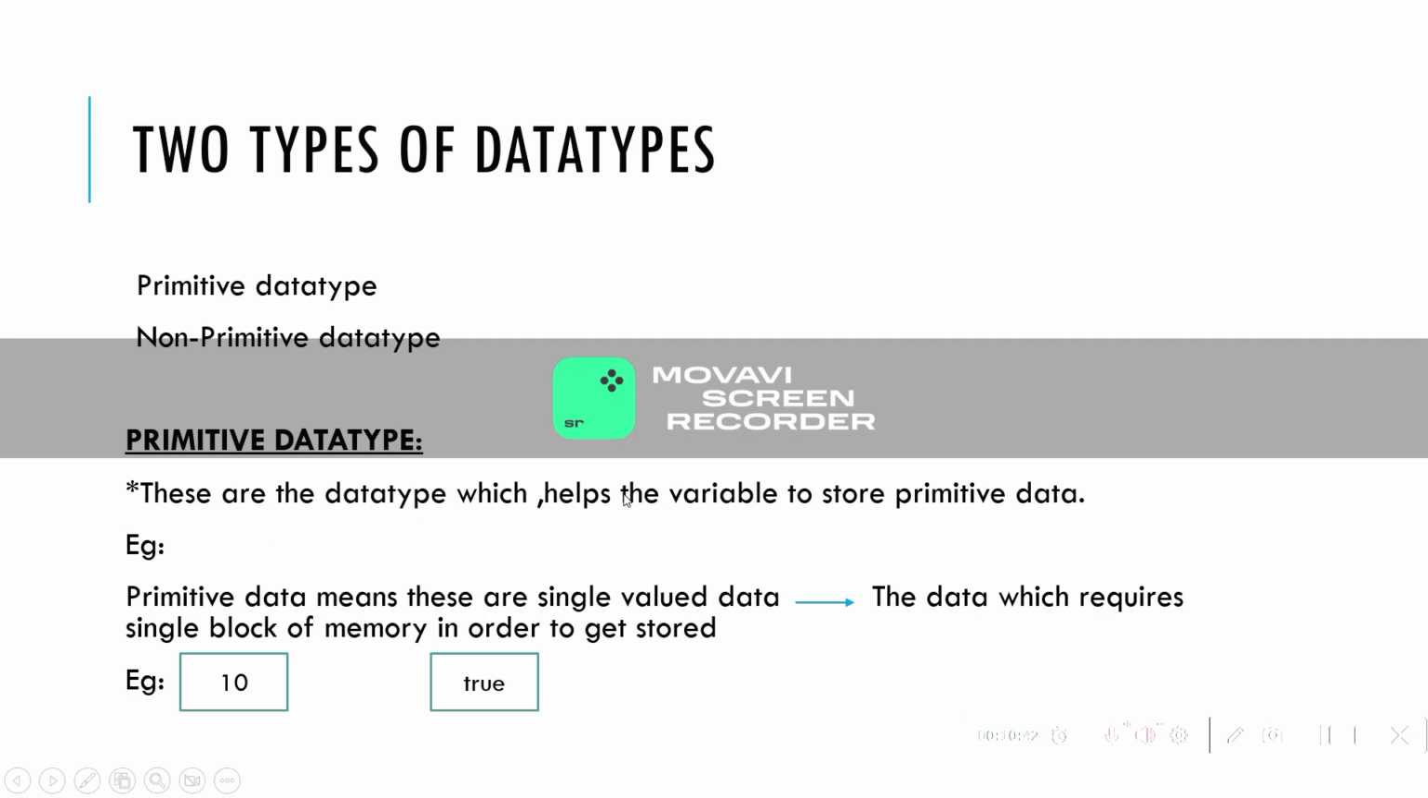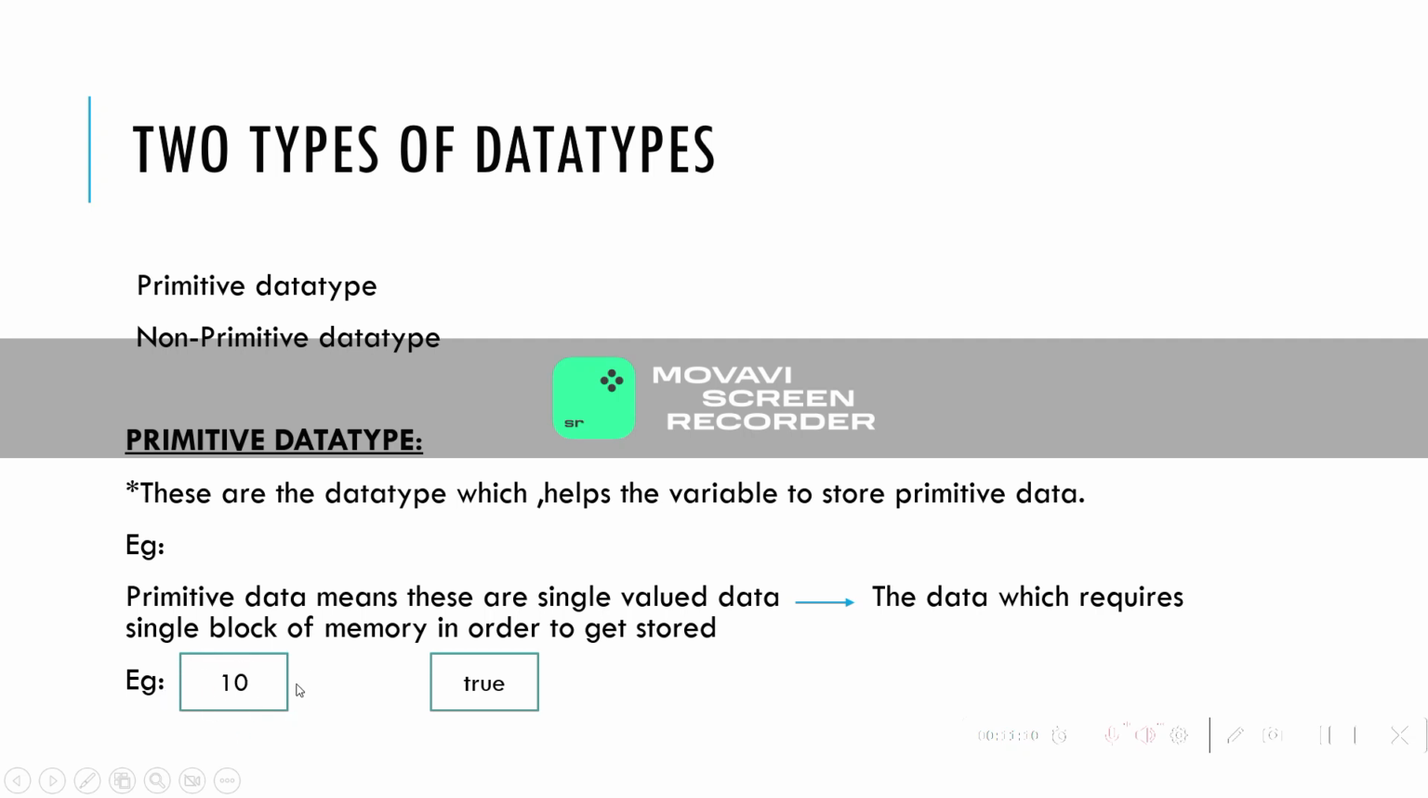These are the data types which help the variable to store primitive data. So what is meant by primitive data? Primitive data means these are single value data. Single value data means nothing but the data which requires a single block of memory in order to get stored. So here the data requires only a single block of memory.